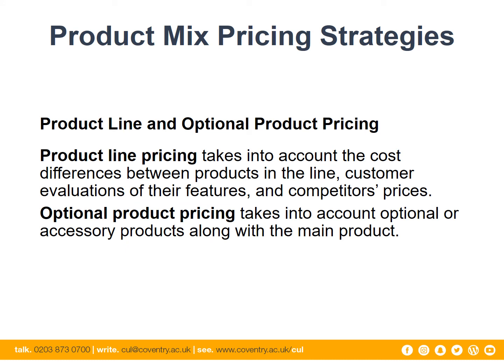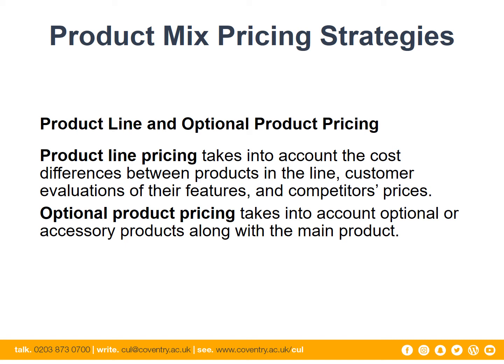So if we think about the product line and the optional product pricing, well, the product line pricing takes into account the cost differences between products in their line, customer evaluations of the features, and competitors' prices. So again, what are the different prices in the different product lines for your product? You won't just normally have one product, you can have a range of different products. And the difference between those product lines can see different prices. There may not just be a set price as one shoe fits all. And also taking into consideration competitors' prices.